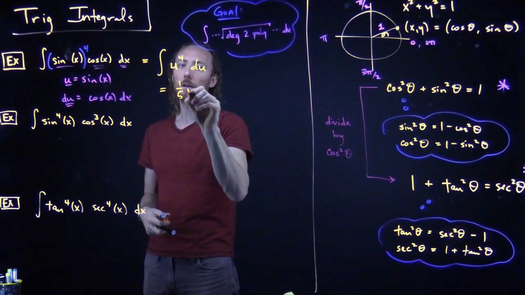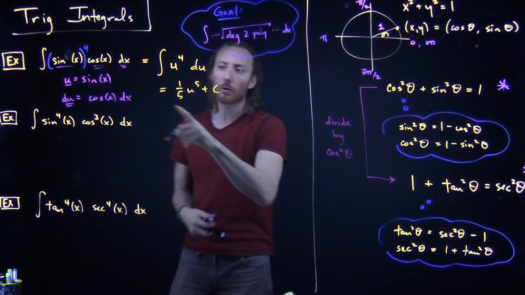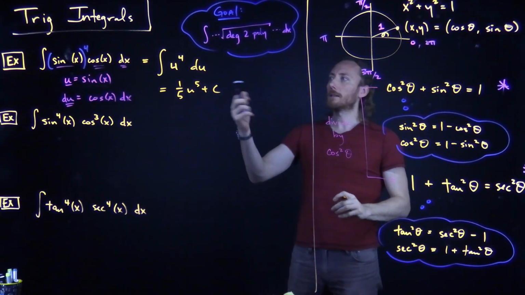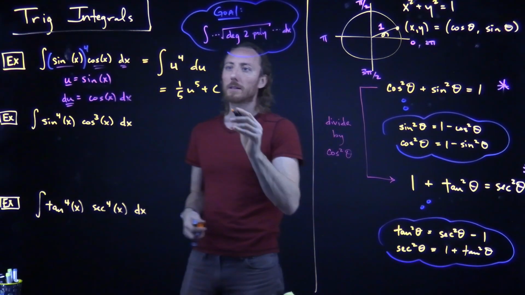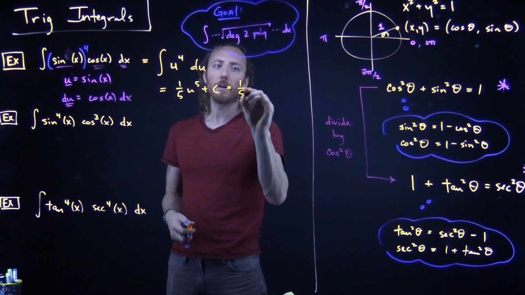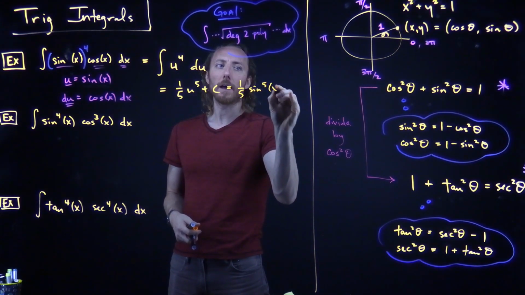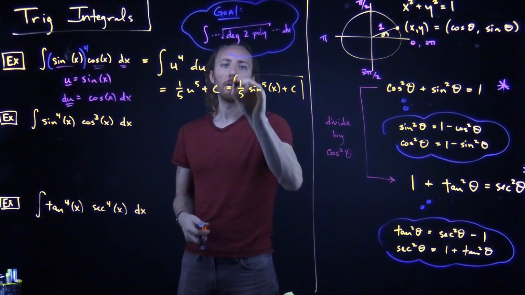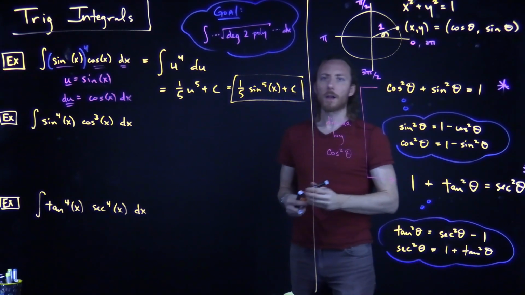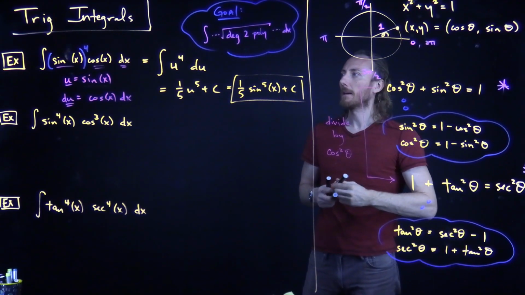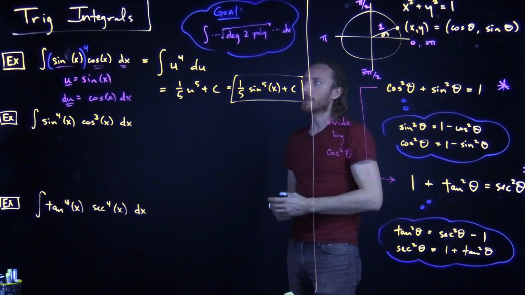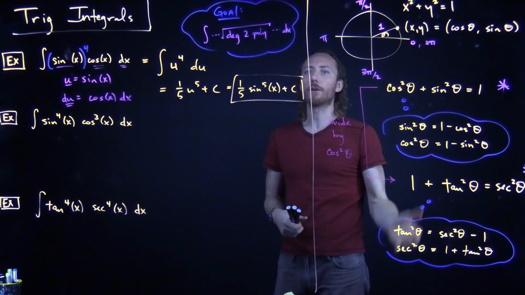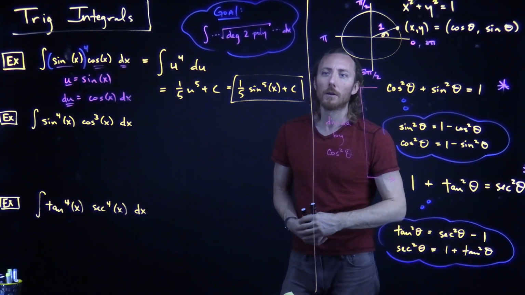This is 1/5 u to the fifth plus c. But of course, we don't leave our answer in terms of u because the original function was stated in terms of x. So we simply replace u with sine x, and so we'd have 1/5 sine to the fifth x plus c. Not too shabby, right? Nothing too complicated here in some sense. This was really just a manifestation of u sub. We required no trig identities to resolve it.